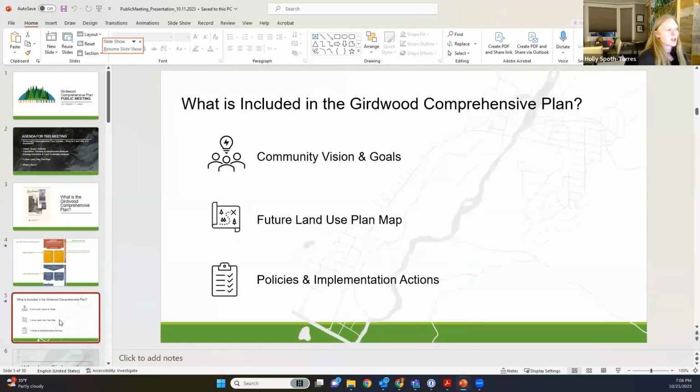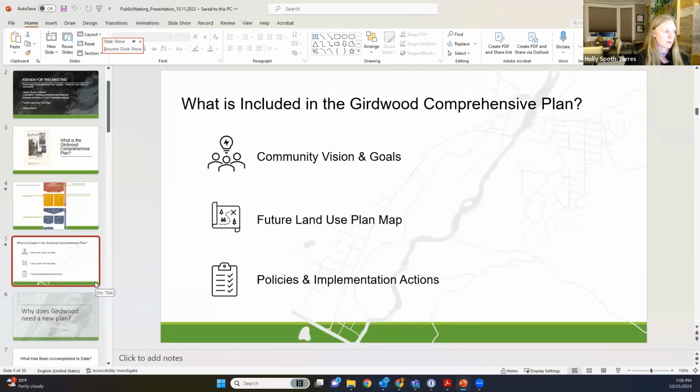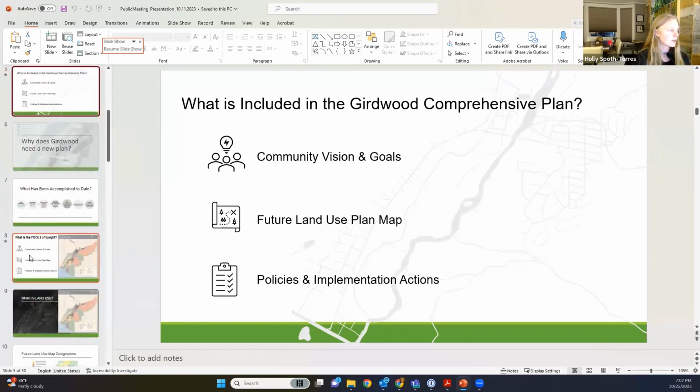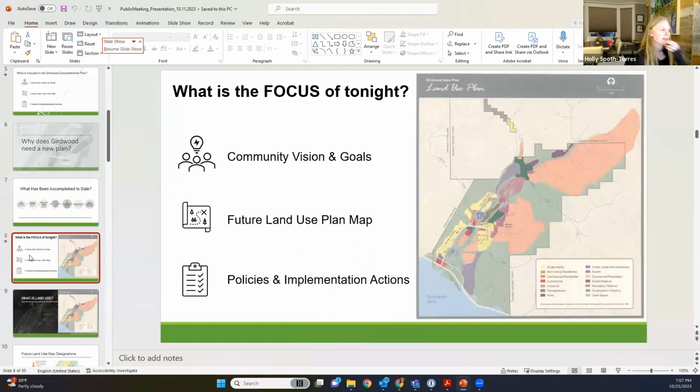Okay, so like I said, these are the things that are included in your comprehensive plan: vision and goals, future land use plan map, and policies and implementation actions. And these are things that are defined in Title 21 that are required to be part of your comprehensive plan. Okay, so what is the focus of tonight? The focus of tonight is this future land use plan map and the things that went into developing that.